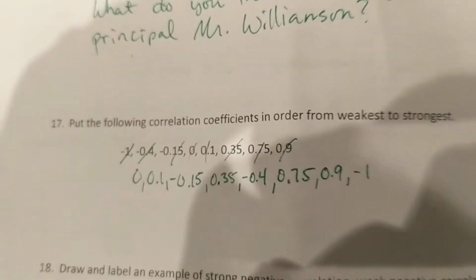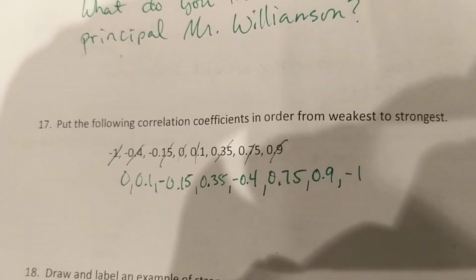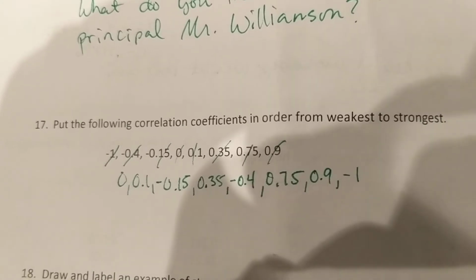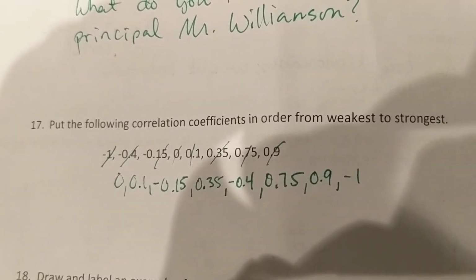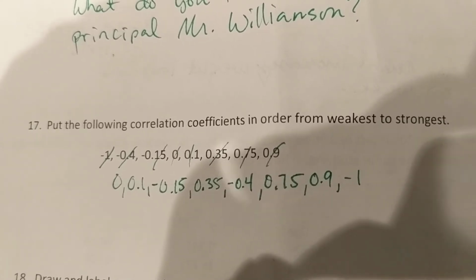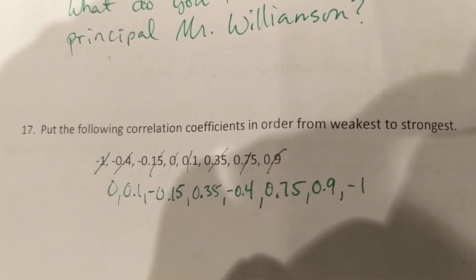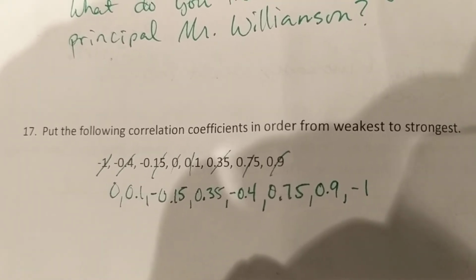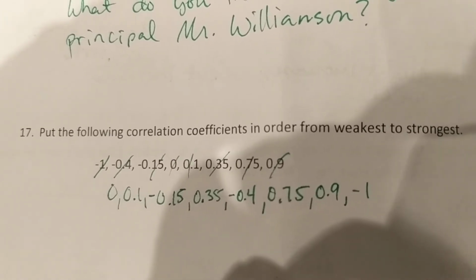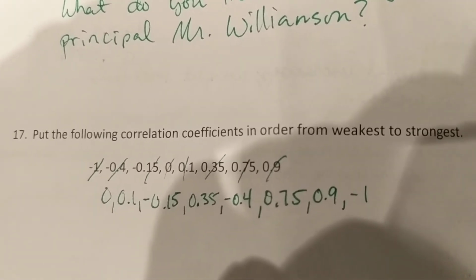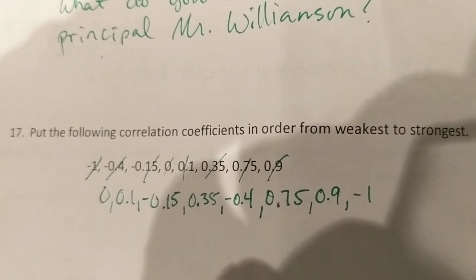All right, now number 17, we have these correlation coefficients, but remember, the sign doesn't matter. The sign just tells you whether it's going to be positive or negative, whether the data values are going up or going down. What the strength is, is the decimal. The closer it is to 0, the weaker it is. The closer it is to 1 or -1, the stronger it is. So you see those are put in order from least to greatest, pretending like the signs are not even there, and then you can just put the signs back on them after you put them in order from least to greatest.